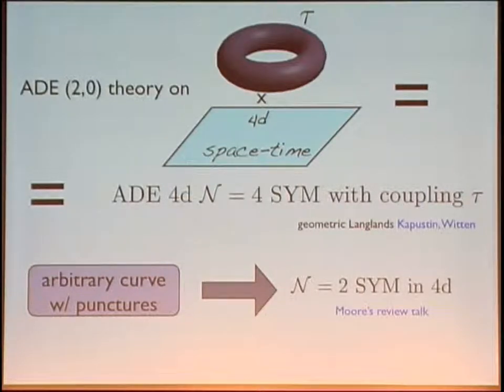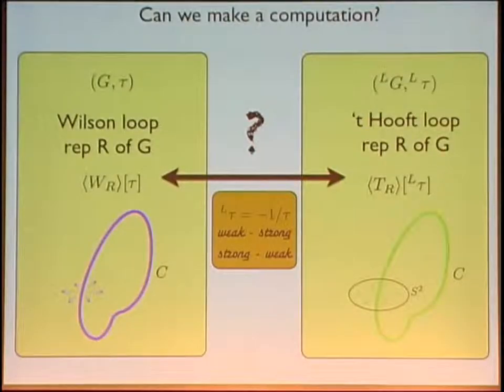So if we take more complicated geometry, like an arbitrary curve with many punctures, then as Greg Moore has reviewed, we get N=2 supersymmetric field theories in four dimensions, and again, electromagnetic duality transformations in that four-dimensional theory are related to different Pants decompositions, how you glue those trinions in that curve. So that's a very nice geometrical picture. What we'd like to do is to actually make some precise computation and test the duality at least in some simplest situation. So to set the problem more precisely, I'll introduce notations.